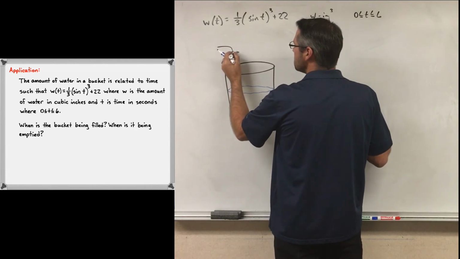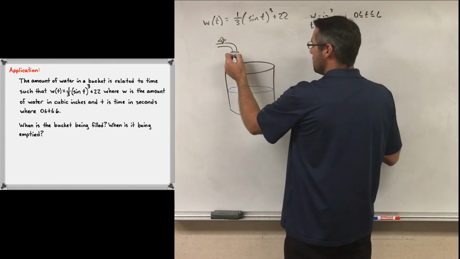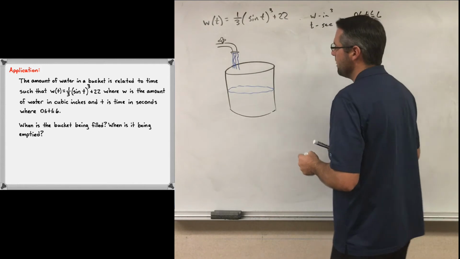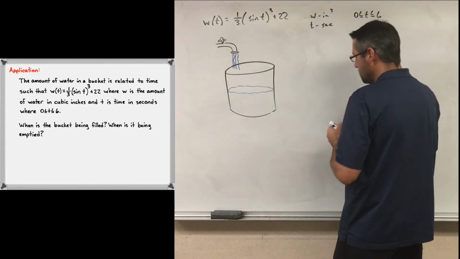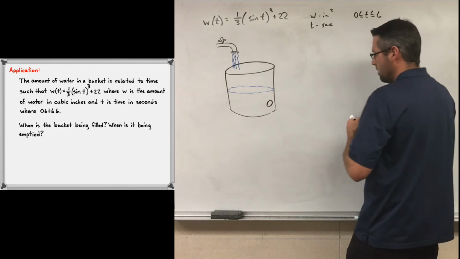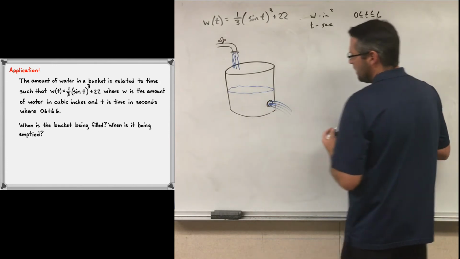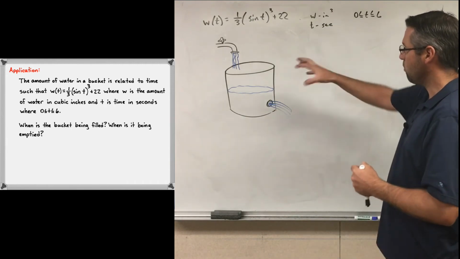If I can draw a faucet. Probably not very good, but that's okay. We have a faucet where water is filling up the bucket from that faucet, okay? Then we also might have a hole in the bucket down here where water is coming out of the bucket. Okay? So we have water going in and water going out.